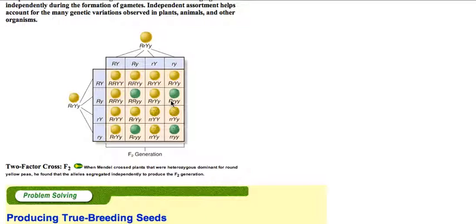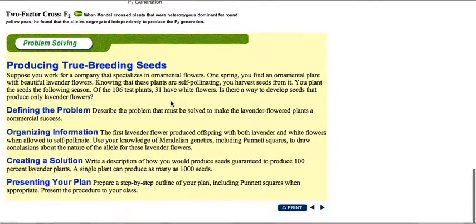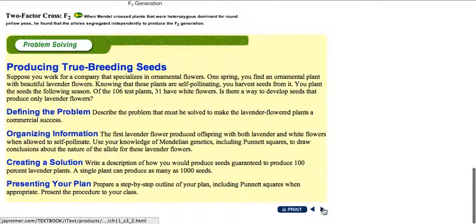And yellow doesn't always have to go with round. It can also go with wrinkled. So here are some problems, as a problem-solving activity. I will let you work through that on your own.